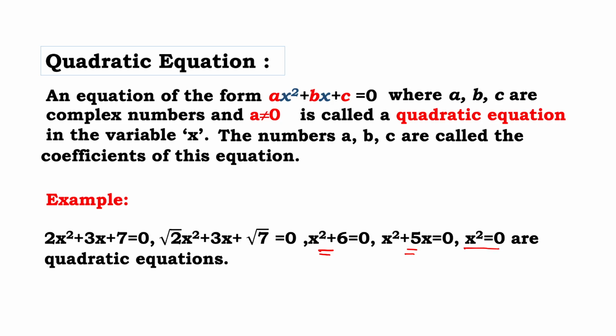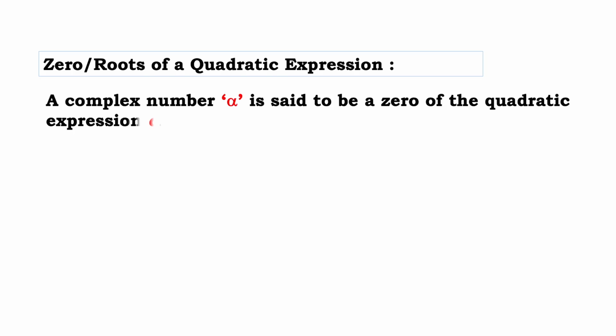So now the roots or the zeros of the quadratic. Roots or zeros of the quadratic mean: if alpha, which may be real or complex, is said to be the zero or the root of the quadratic, then alpha satisfies ax square plus bx plus c is equal to 0.